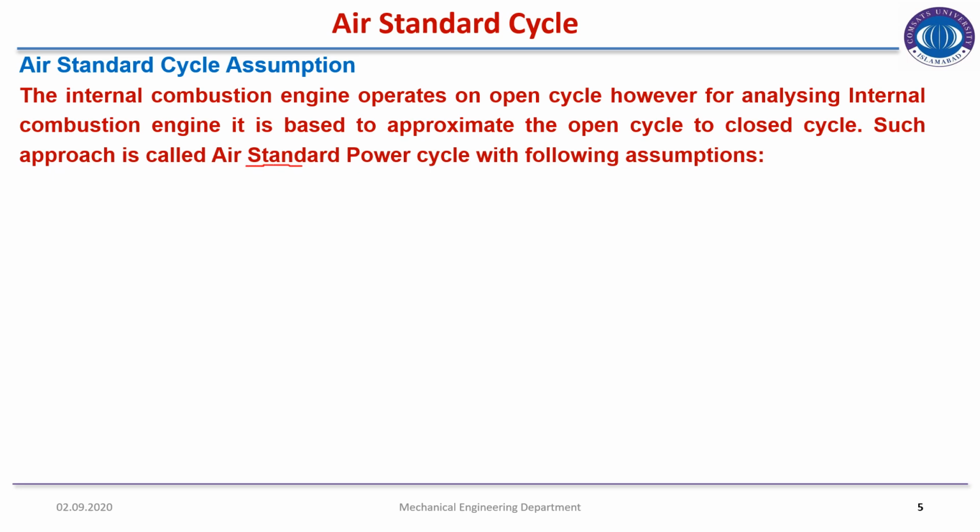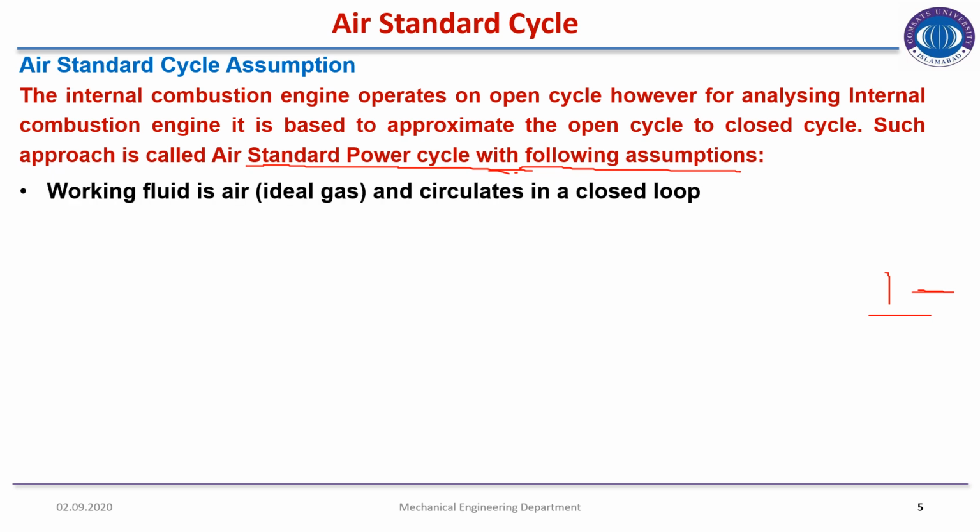These assumptions are known as air standard power cycle assumptions, and we will be following these. The first assumption is that the working fluid is air. We consider air as an ideal gas and circulate it in a closed loop. All cyclic processes are internally reversible. I have already told you what internal and external reversible mean and what total reversible means.